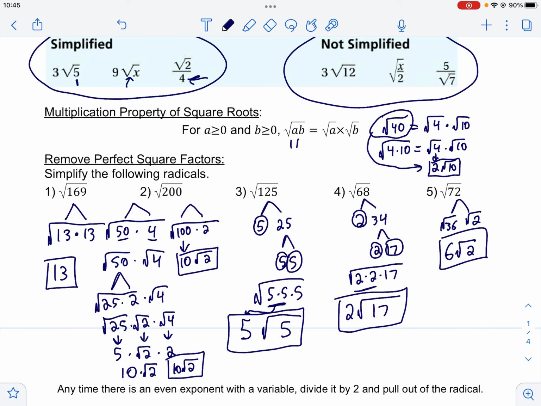Okay, all of those are good strategies for simplifying radicals, for finding those perfect squares, or factoring all the way down. All right, so go ahead and take a second to copy any of those down that you didn't get so far.